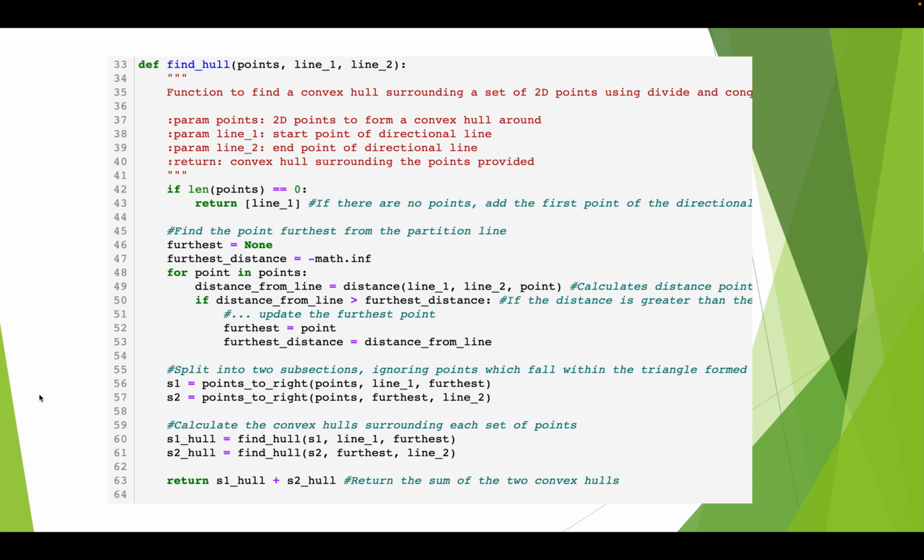Lines 45 to 53 just find the point which is most distant from the partition line. Then lines 55 to 57 split the data into 2 subsections, ignoring points which fall within the triangle formed. It does this by finding points to the right of the directed line formed between the start point and the furthest point, and between the furthest point and the end point. This creates 2 partitions. Lines 61 to 62 recursively calculate the convex hull of these 2 partitions, and then line 63 returns the sum of the 2 convex hulls.